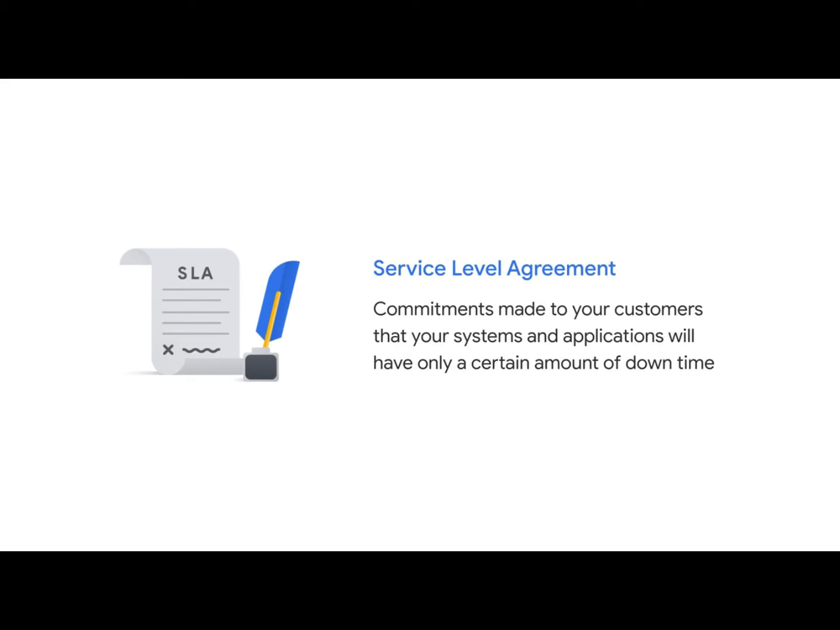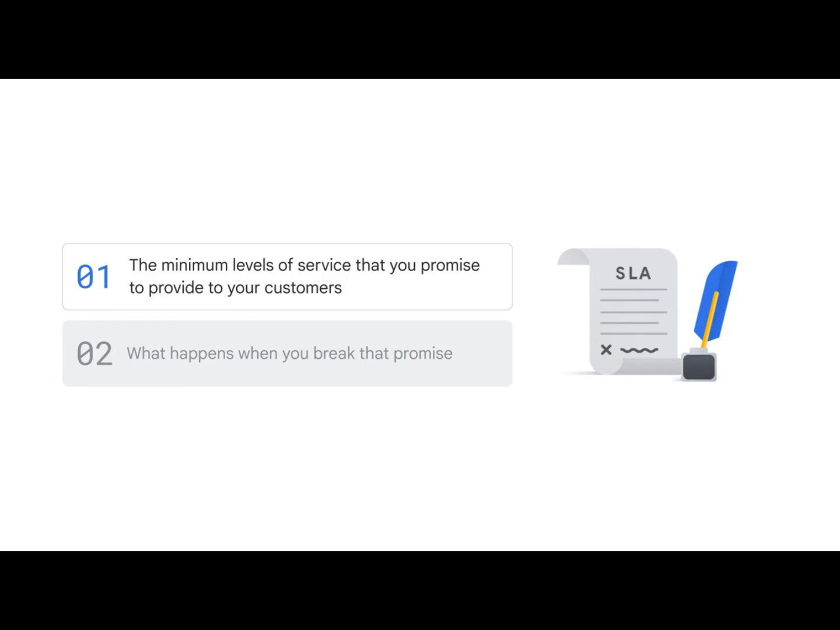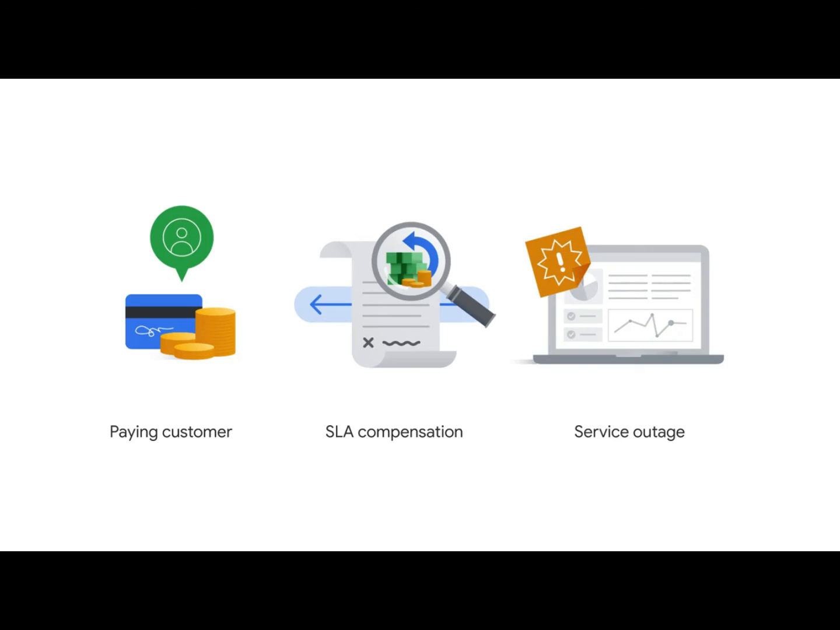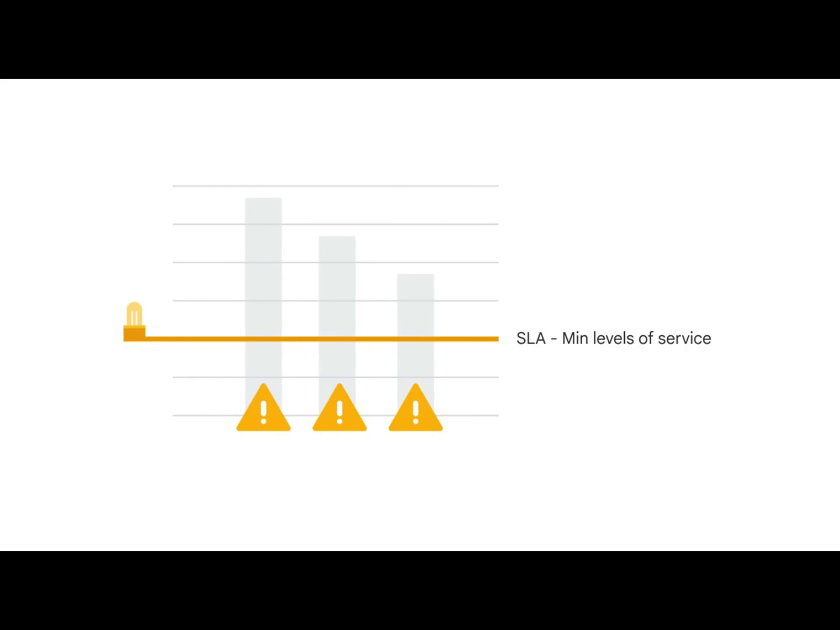And then there are service level agreements, or SLAs, which are commitments made to your customers that your systems and applications will only have a certain amount of downtime. An SLA describes the minimum levels of service that you promise to provide to your customers and what happens when you break that promise. If your service has paying customers, an SLA might include some way of compensating them with refunds or credits when that service has an outage that is longer than this agreement allows. To give you the opportunity to detect problems and take remedial action before your reputation is damaged, your alerting thresholds are often substantially higher than the minimal levels of service documented in your SLA.